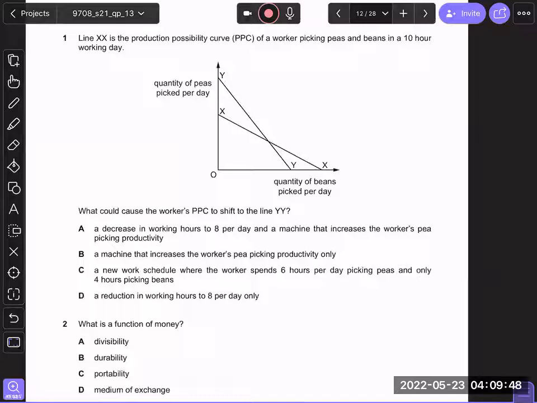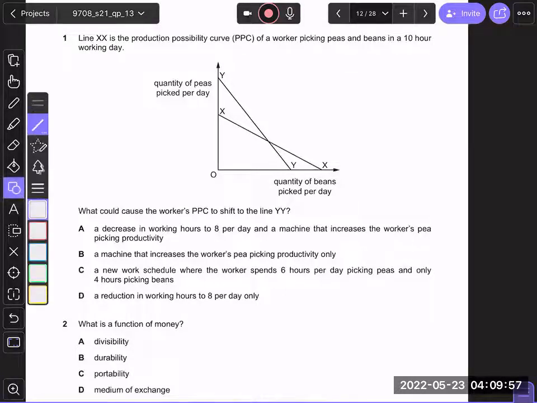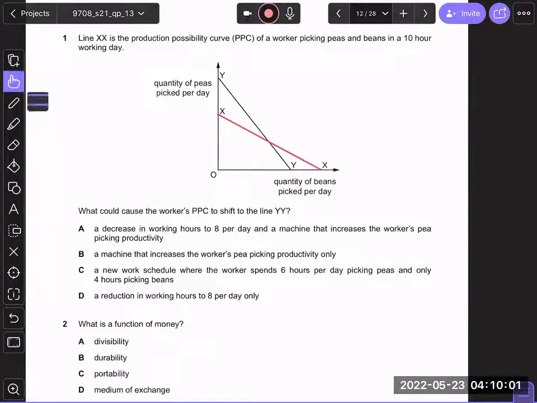The line XX is the production possibility curve of workers picking peas and beans in a 10-hour working day. Say, this is your original production possibility curve for workers working 10 hours a day. What could cause the workers' PPC to shift to line YY?